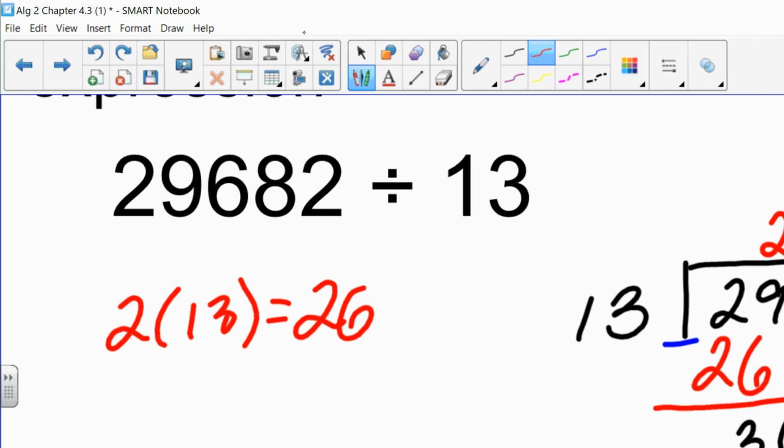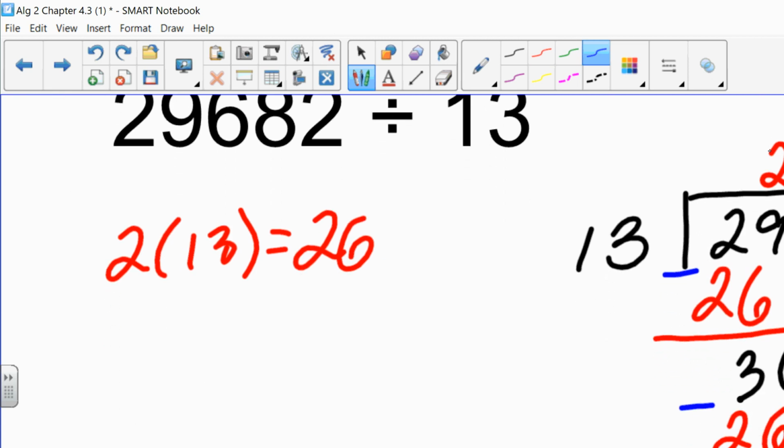Yep, and then we repeat what we just did, because then we see how many times exactly 13 goes into 36, which is 2, because 3 times 13 would be 39, and 2 times 13 is 26. Then again, we would subtract. And 36 minus 26 is 10, and we would bring down the 8.